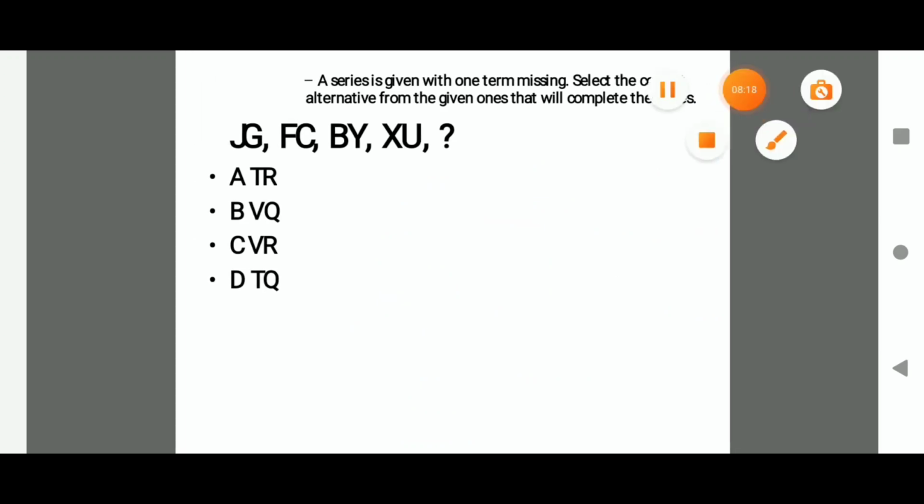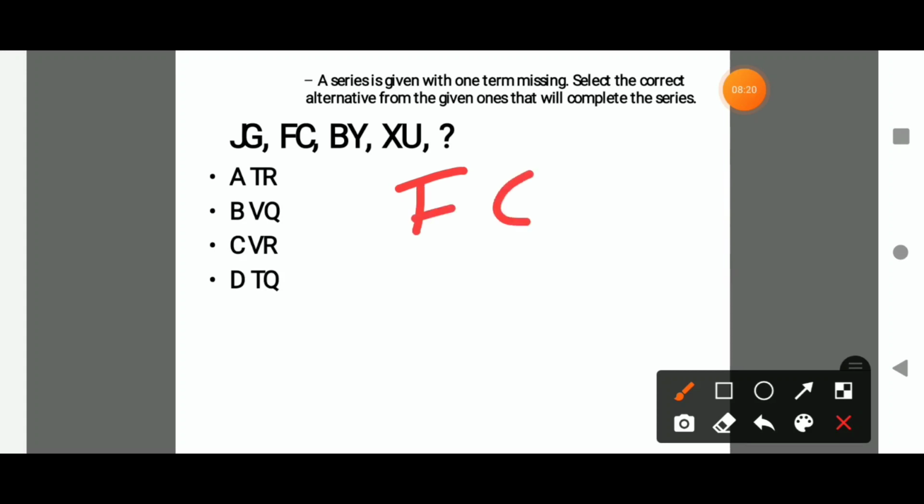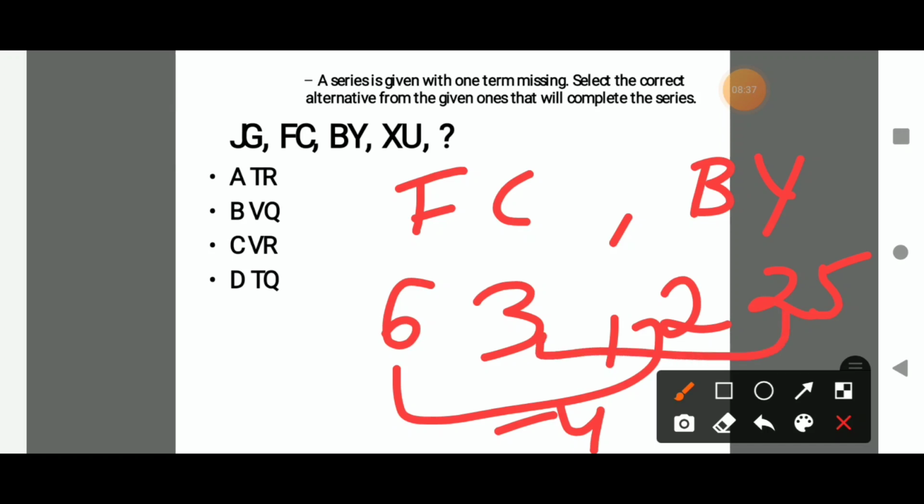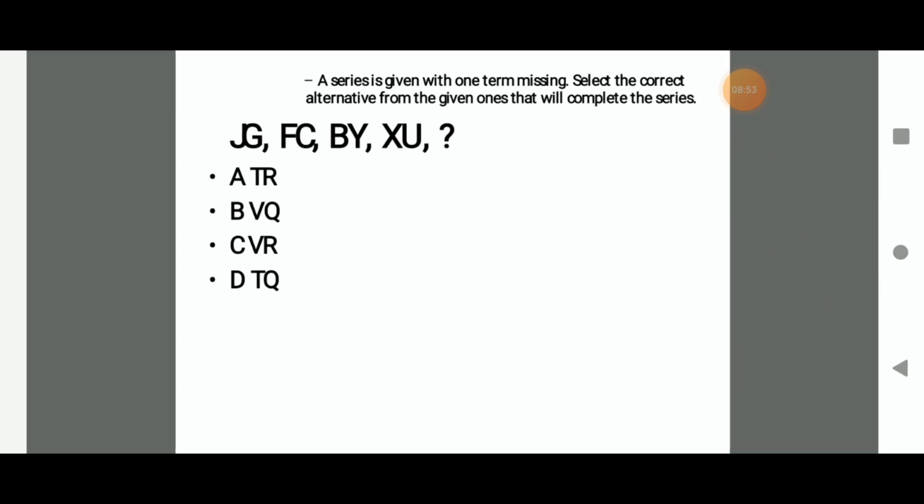So F, C, B, Y. F is 6, C is 3, B is 2, Y is 25. So minus 4. This is also minus 4. Let us go this way: B backward to the C. B, A, Z. Only 3 elements, and Y. 4 elements are left. So 4. So our logic is correct.